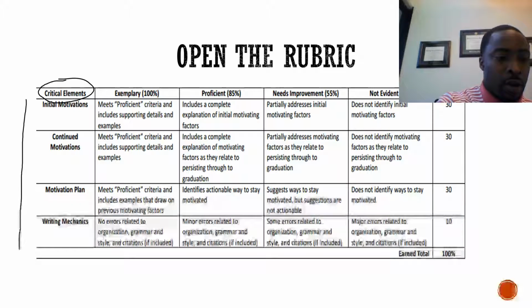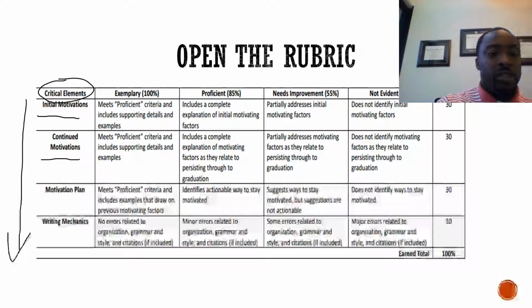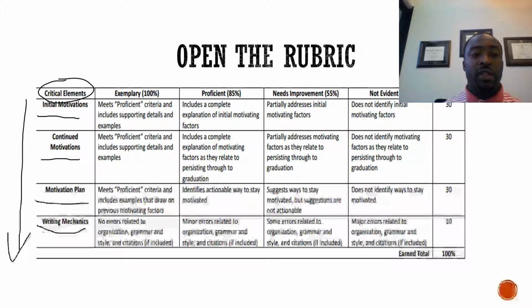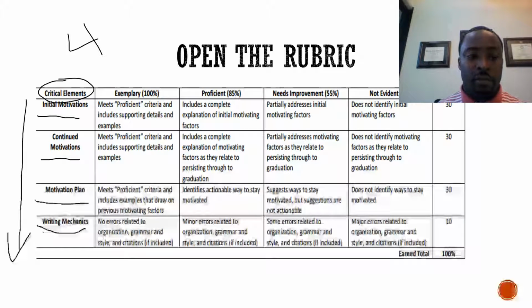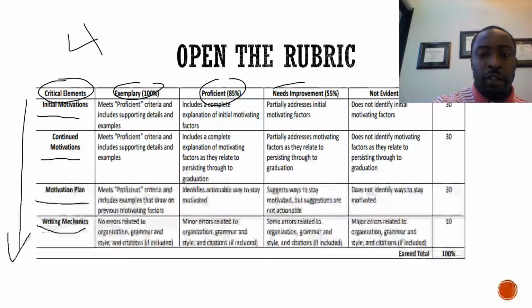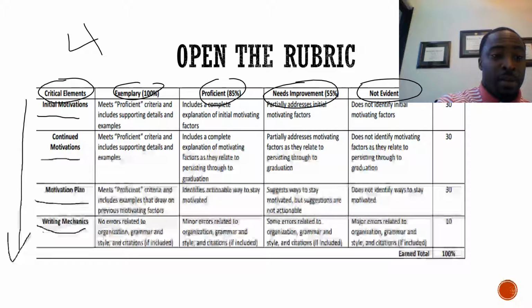Now these are all the critical elements of the rubric. You have initial motivations, continued motivations, motivational plan, and writing mechanics. So there's actually four critical elements of the rubric. All right, and of course you'll see this is how you earn exemplary, this is proficient, needs improvement, not evident. But what you want to focus on for this assignment are the critical elements.